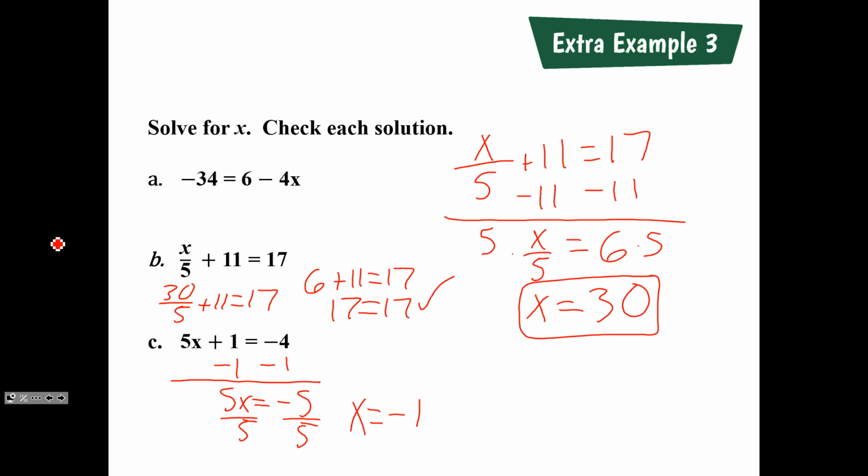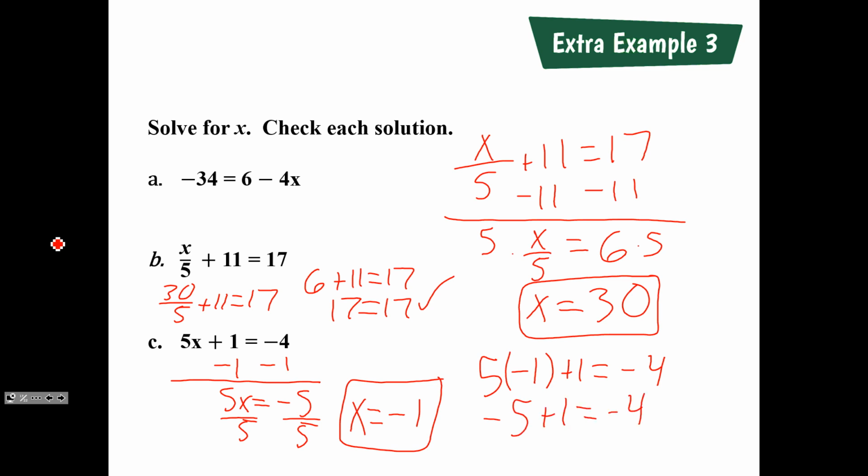So, what's our next step? We found what x is equal to, but are we done? No, it asks us to check each solution. So what we do, we just plug it in. We found our x is negative 1. We plug that in for x in 5x plus 1 equals negative 4. What's 5 times negative 1? Negative 5 plus a positive 1. What do we get when we simplify negative 5 plus 1? Negative 4. So it checks out. So we know that our solution is correct.